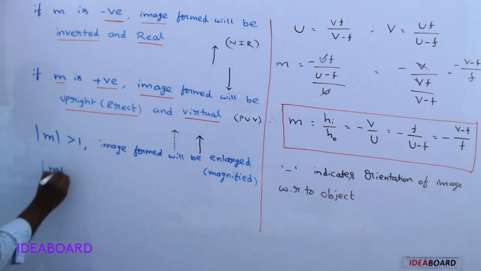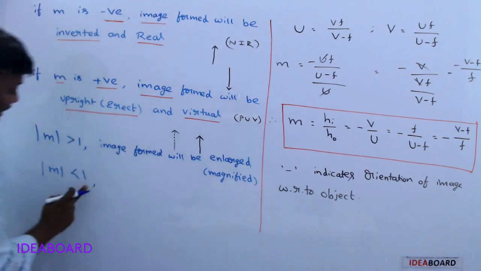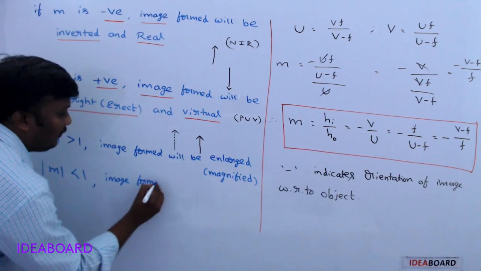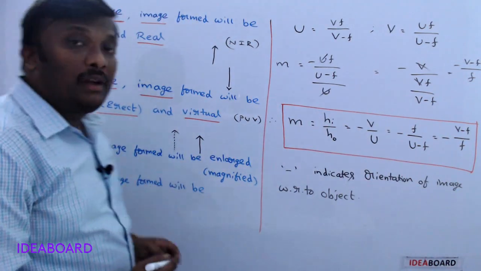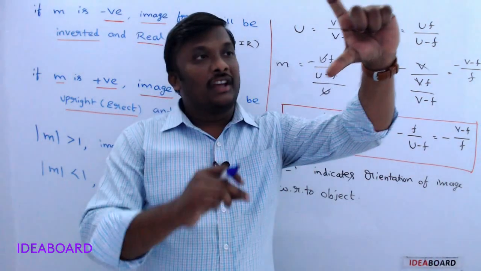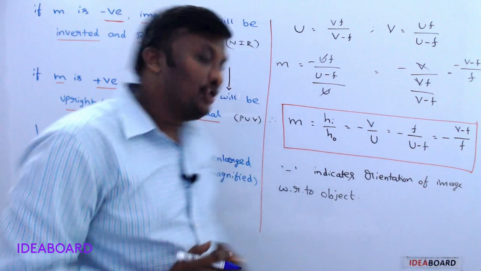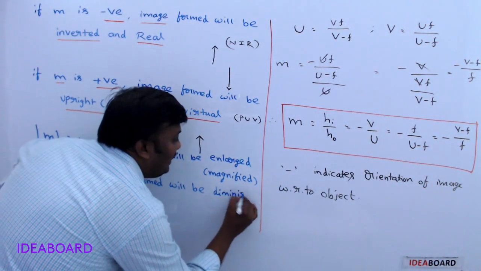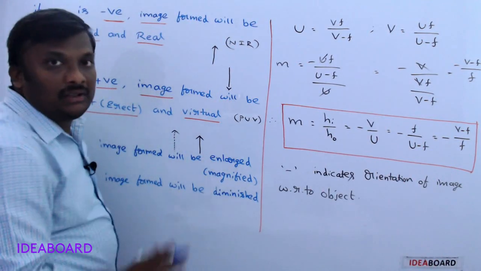If the magnitude of magnification is less than 1, then the image formed will be diminished. Magnification less than 1 means Hi is lesser than H0. This is Hi, this is H0. So the size of the image is diminished. The scientific word is diminished, so the size will be reduced.